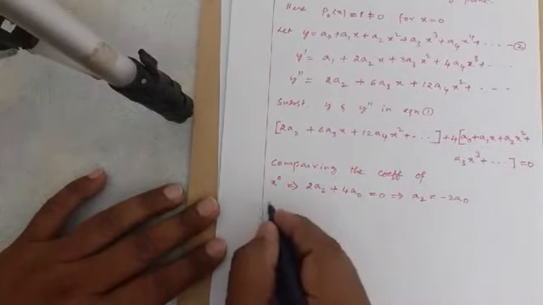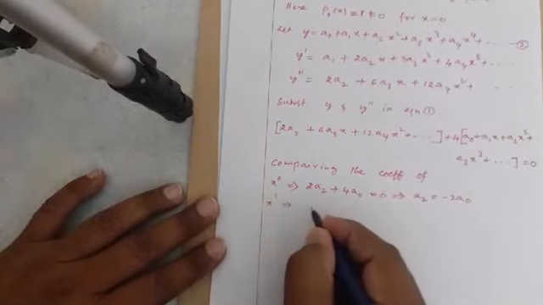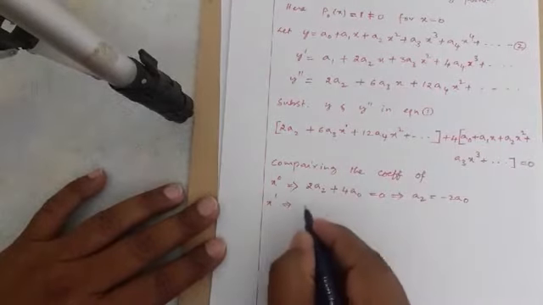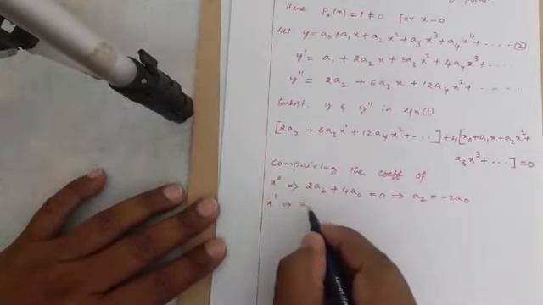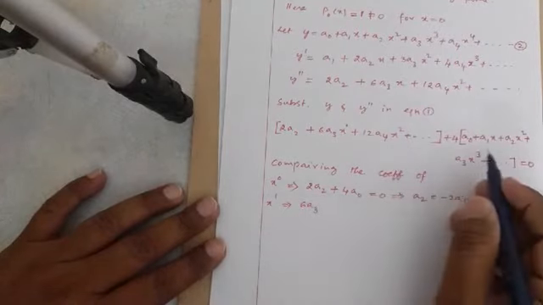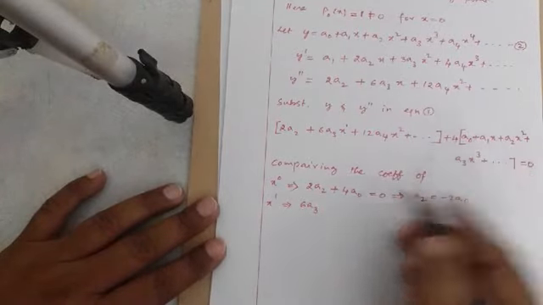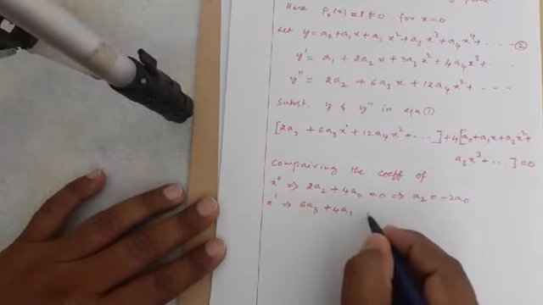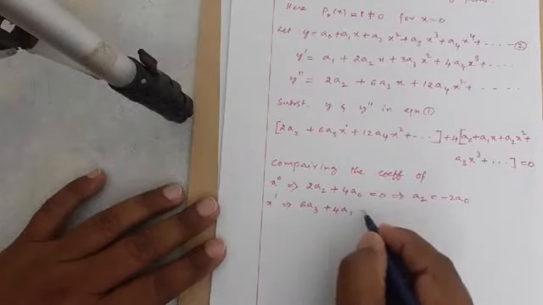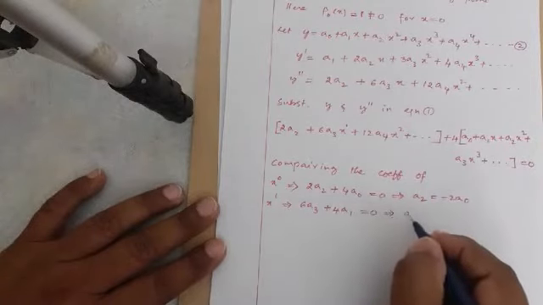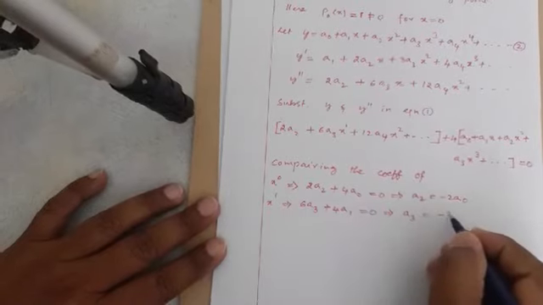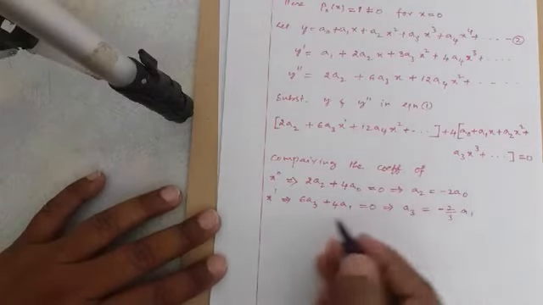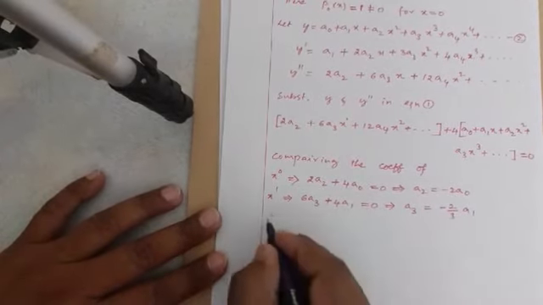After that we take the coefficient of x¹. The coefficient of x¹ is 6a3, so we take 6a3 here. Now here we have x¹, so we take plus 4a1, the coefficient of x¹ is 4a1 here, equal to 0, which implies you get a3 = -2/3 a1. When you take 4a1 to the other side and simplify, you get this.